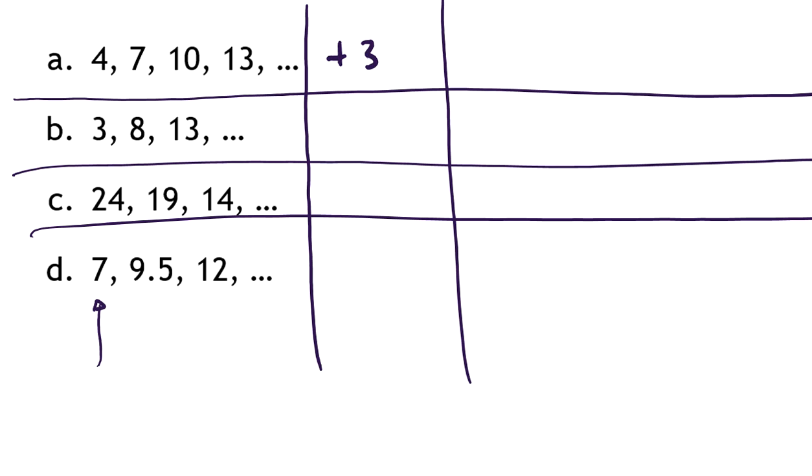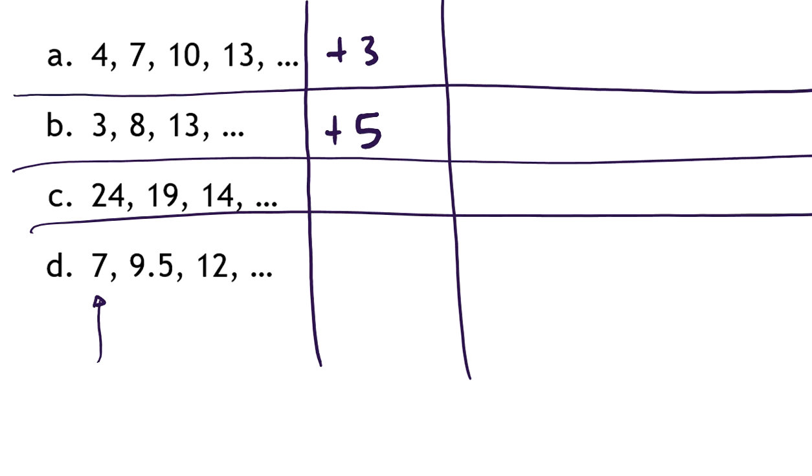The next one, from 3 to 8, 8 to 13, each of those, my generator is adding 5 each time. For the next one, I'm going from 24 down to 19, and then 19 down to 14. So on this one, each time we're subtracting 5, so we're adding the number -5.